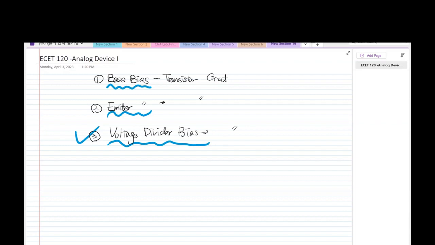Okay. So we learned about the base bias and emitter bias. For this week, Wednesday, we're going to learn the voltage divider bias as well. So today I'm just going to print out page 29.